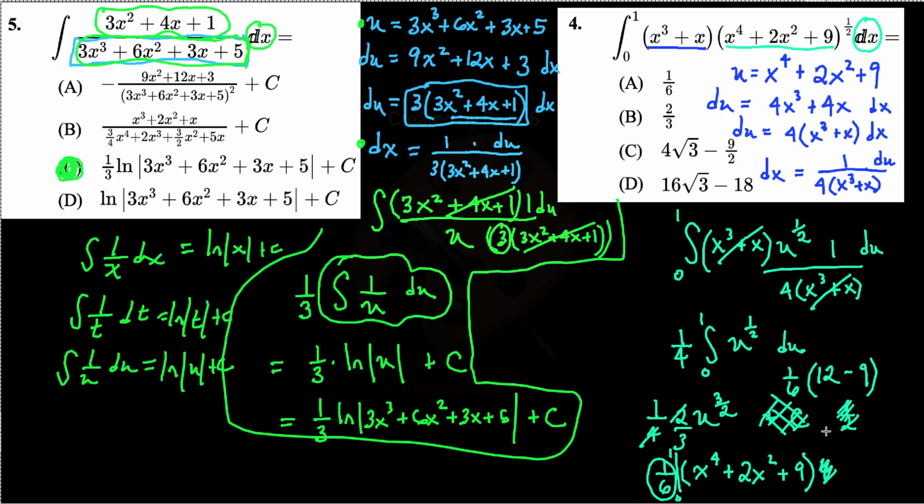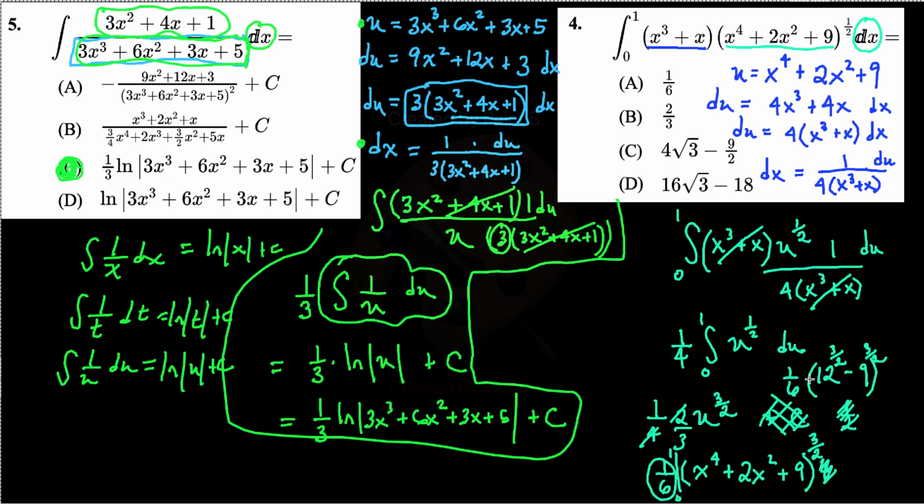Let's take our time. Let's go through it again. Oh, what did I forget? To the 3/2. There we go. Because I plug back in for u, it's not just u, it's to the 3/2. So I plug in 1, I'm going to get 12 to the 3/2, minus 9 to the 3/2, and then times 1/6.